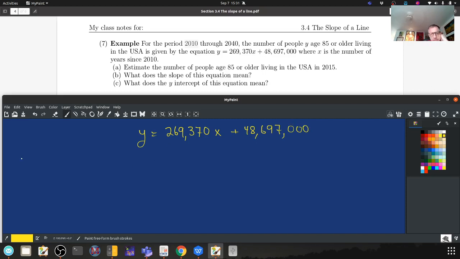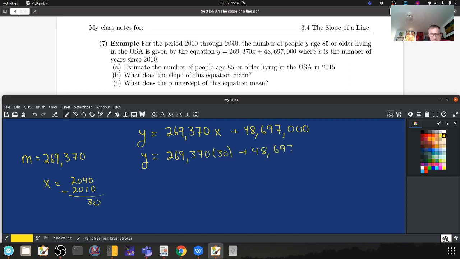So the slope, m, is 269,370. So we need to find the x value. The x is going to be 2040 minus 2010. That's easy. So that's 30. So we just plug in 30. This is something you should be able to do, but I don't see any point in it, to be honest with you. Just pull out a calculator.